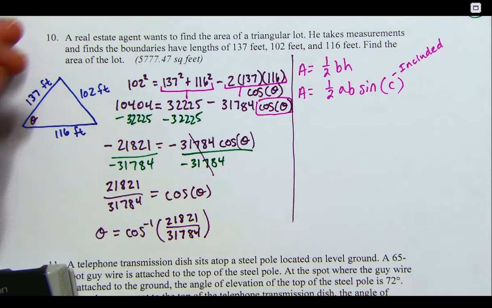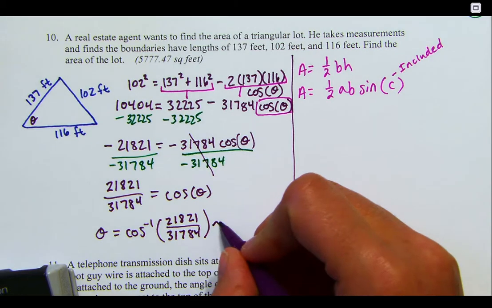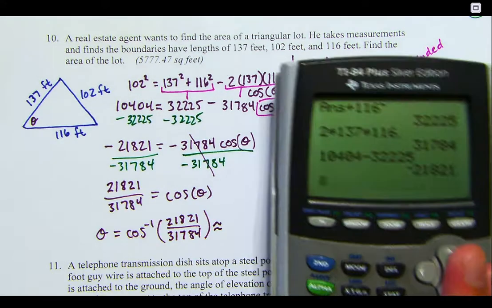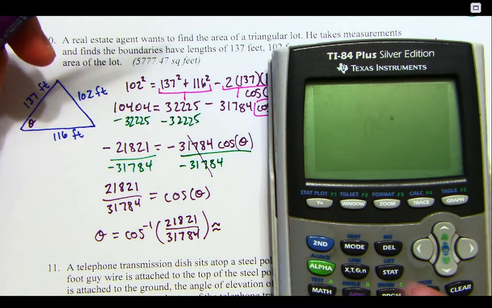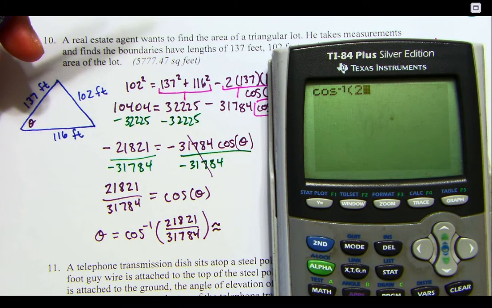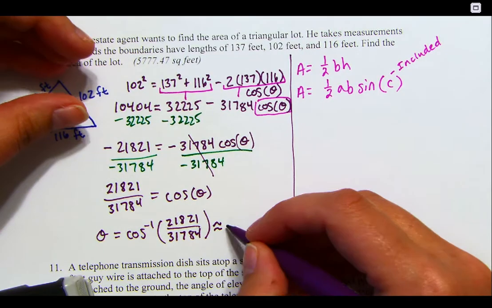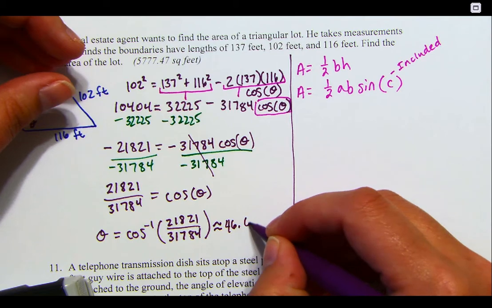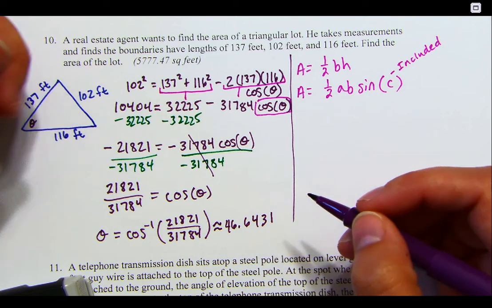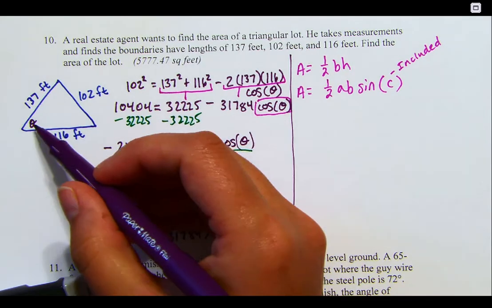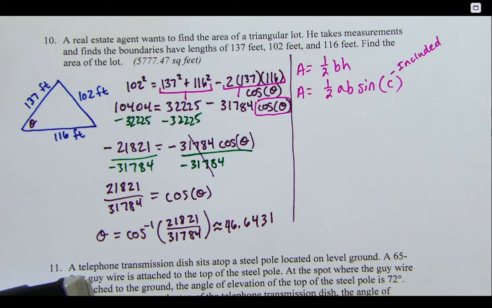And remember, this isn't the overall thing that we're trying to find. It's just an intermediate step. So when we get this, we need to round to 4 decimal places. All right, so our angle is going to be 46.6431. Okay. Now I'm not going to write that in here, but that's this angle. So now I have the information that I need to finish finding the area.